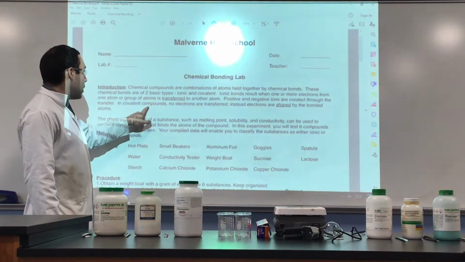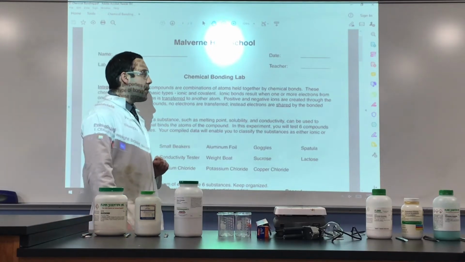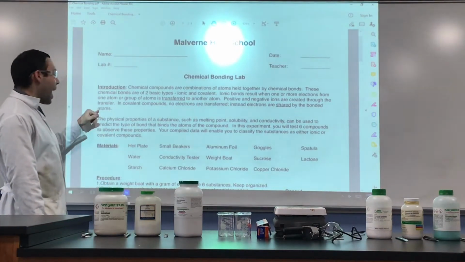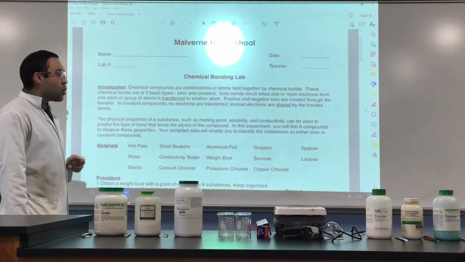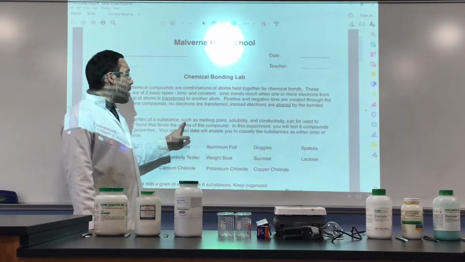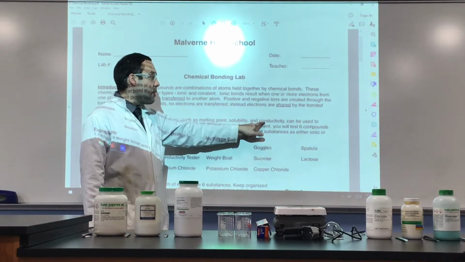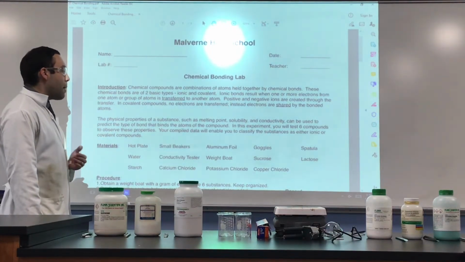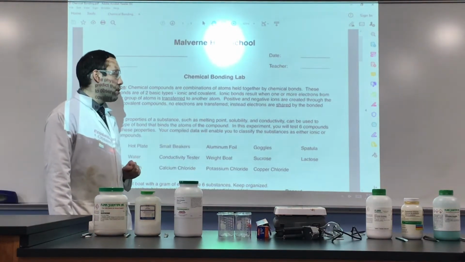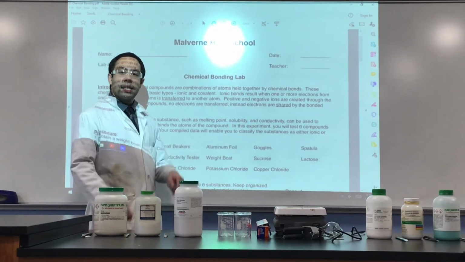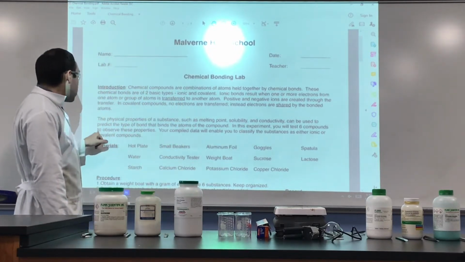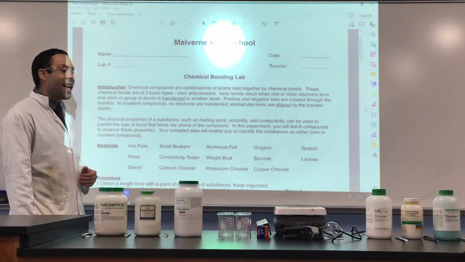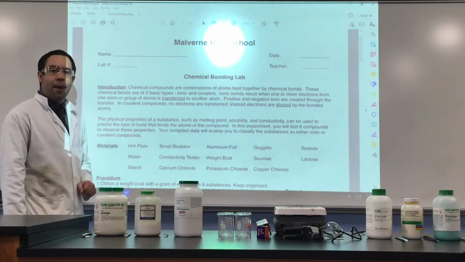In a covalent compound, no electrons are transferred. Instead, electrons are shared by the bonded atoms. The physical properties of a substance, such as melting point, solubility, and conductivity, can be used to predict the types of bonds that bind the atoms of the compound. In this experiment, you will test 6 compounds to observe these properties. Your compiled data will enable you to classify these substances as either ionic or covalent compounds.